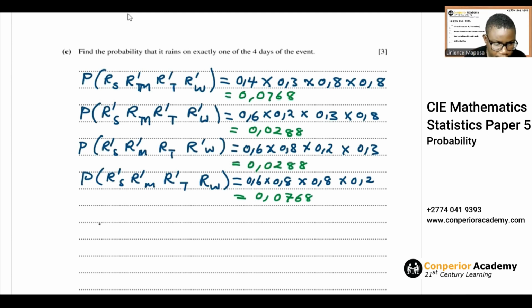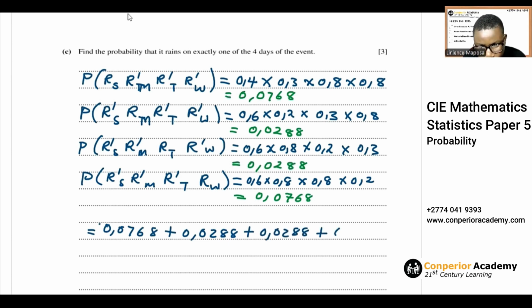And then if we add those numbers, we just say this will be equal to 0.0768 plus 0.0288 multiplied by 2, or I forgot to multiply it by 2 because it's the same number. But you can just add it again, 0.0288 plus 0.0768. And then if you add this, just put this in your calculator: 0.0768 plus 0.0288 by 2 plus 0.0768 equal to, then that gives you 0.2112. Okay, so that will be that.